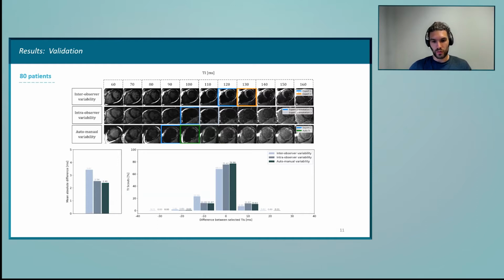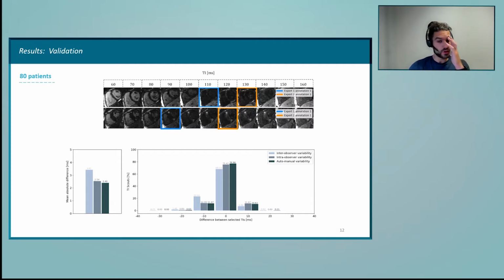It's nice to see that it's well contained in the -10 to +10 region, also for the inter-observer and intra-observer variability, which means that we have quite a consensus in the selection of the TI. And we don't have many outliers, but we have a few cases at +2 and -2 and one at -3. And we can just have a look visually at these cases.